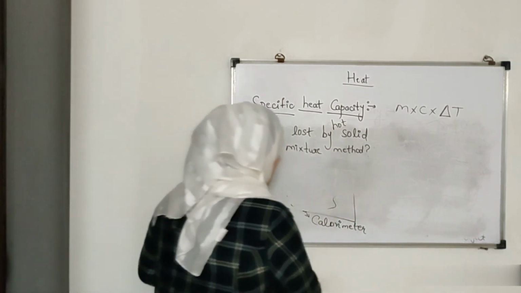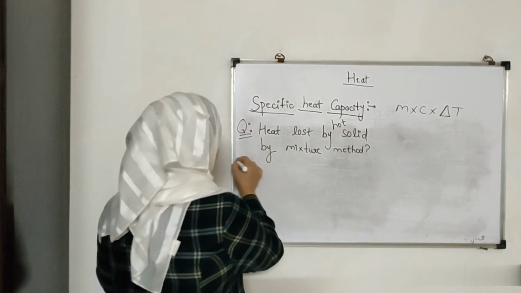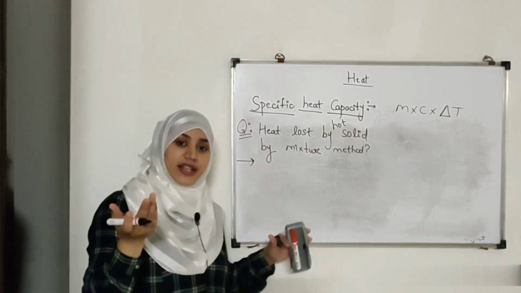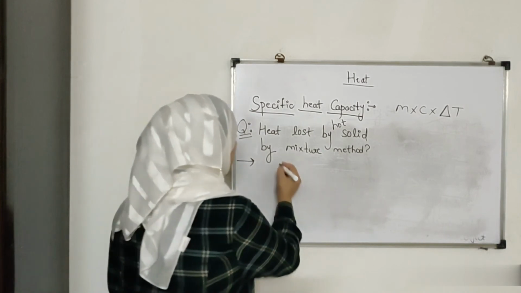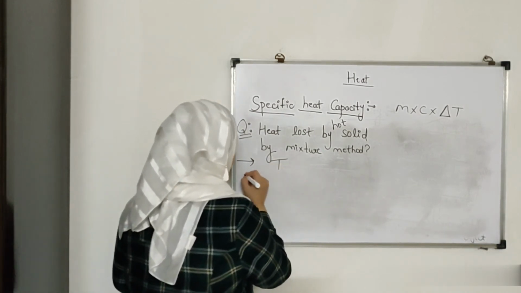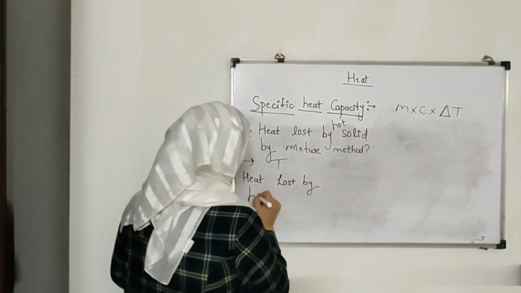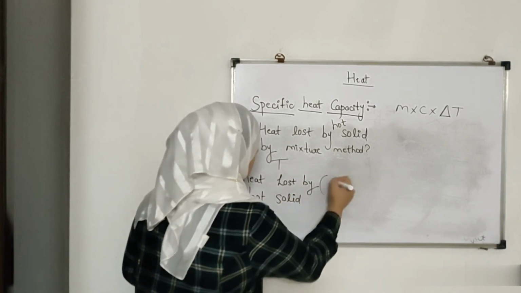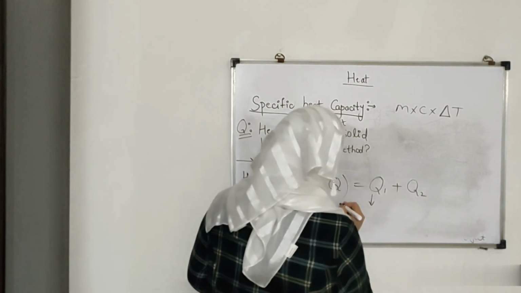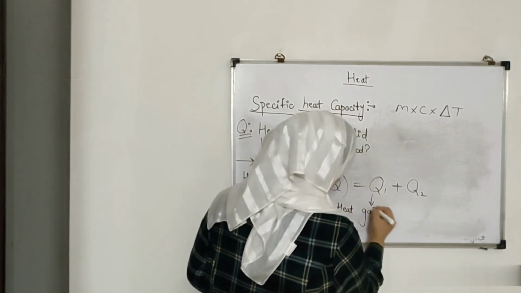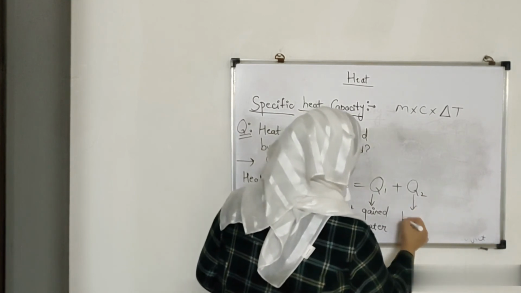So how do I calculate this? The calorimeter's specific heat capacity is known to us. The water's specific heat capacity is known to us. When we put in the hot solid, we check the temperature until all three of them are at the same temperature. So my common temperature is attained, T. The heat lost by the hot solid, let me consider it to be Q, is equal to Q1 plus Q2, where Q1 is the heat gained by the water plus Q2, the heat gained by the calorimeter.